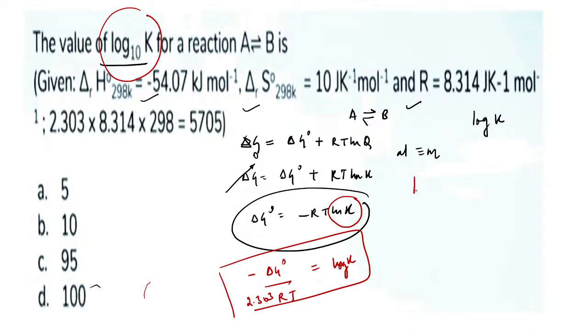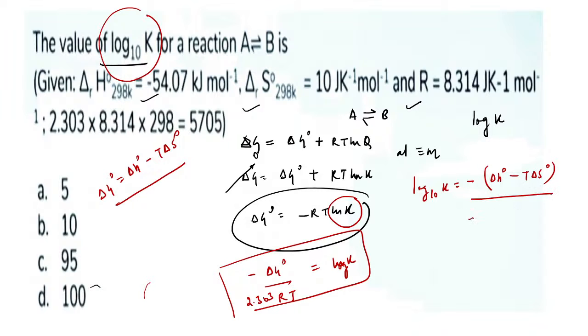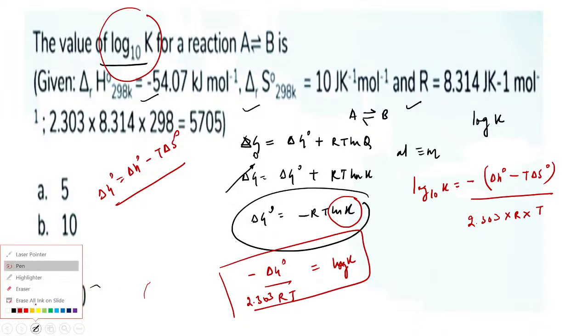Now let's calculate it. So log 10 K is equal to minus delta G naught. Now what is delta G naught? I can write it this way: delta G naught is delta H naught minus T delta S naught. So in place of delta G naught, I can write delta H naught minus T delta S naught, negative of this thing divided by 2.303 RT. So this is the thing. Let's now substitute all the values.